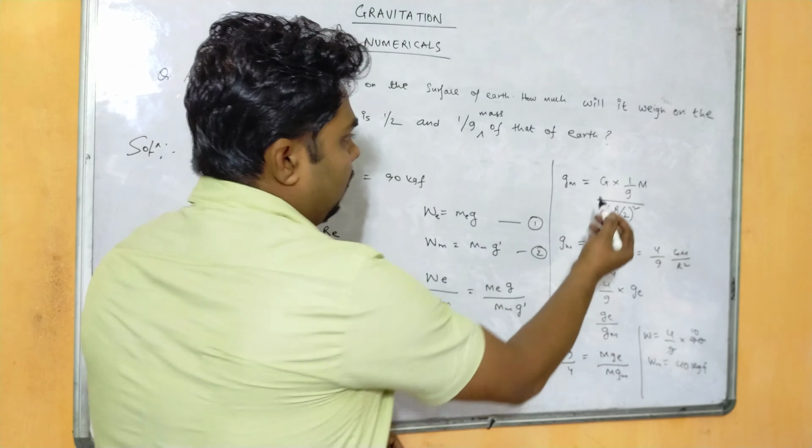Dividing equation 2 by 1, we get g dash by g equals GM by (r plus h) whole square divided by GM by r square. Now when you take the reciprocal, GM and GM get cancelled, r square comes in the numerator, and (r plus h) whole square comes in the denominator. Now you see, in the question one condition is given: when taken to a height equal to half of the radius, that means h equals r by 2. So in place of h I have substituted r by 2.